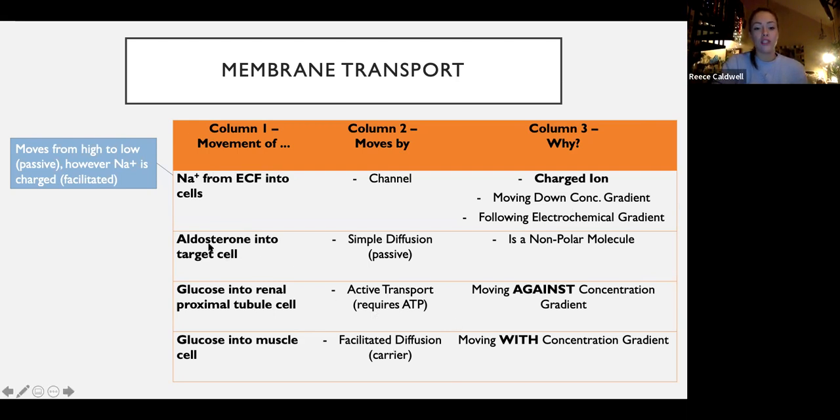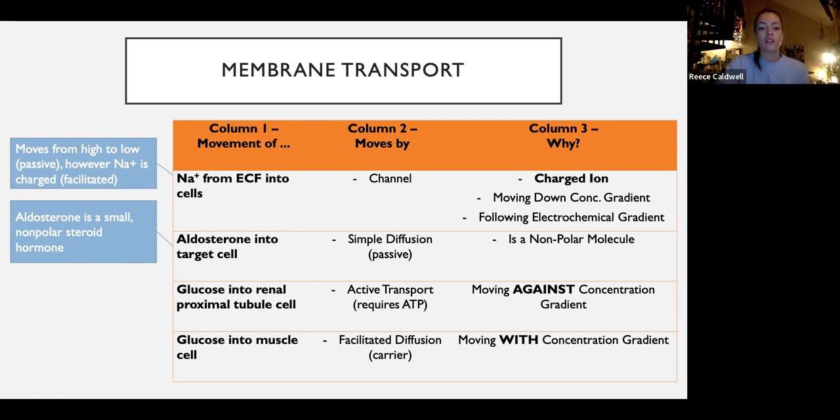All right, next we have aldosterone moving into a target cell. Just to let you know, aldosterone is a steroid hormone, which is small and non-polar. Steroid hormones, or small non-polar molecules, can move via simple diffusion, via passive transport. There's no energy required to move those steroid hormones. As long as there's no protein attached to that steroid hormone, it will simply move past that cell membrane.